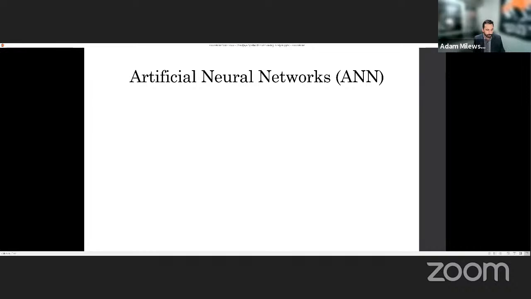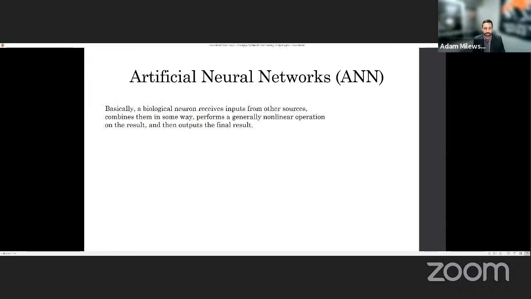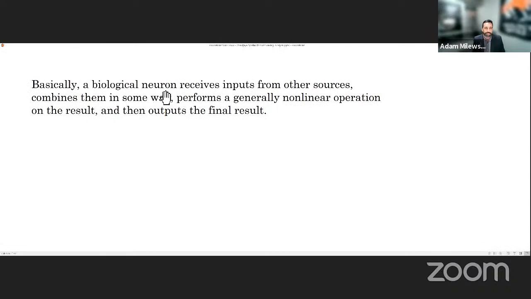I'll briefly explain what artificial neural networks are, ANNs as we might call them, and show you how we've done this with GRACE. So a neural network, I'm going to zoom in a little bit. Basically, a biological neuron receives input from other sources. This is how it is in the human body. It combines them in some other way, performs a generally non-linear operation on the result, and then outputs the final result.